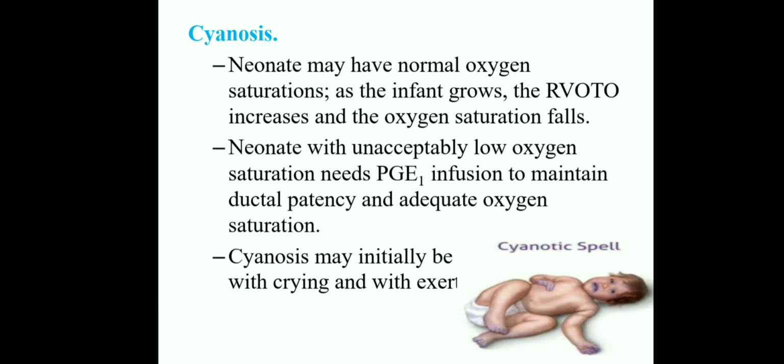Next, coming to the cyanosis, the neonate may have normal oxygen saturations, but as the infant grows, the right ventricular outflow tract obstruction increases and the oxygen saturation falls. If the obstruction is very small, the child has normal oxygen levels. As the obstruction increases, the oxygen saturation levels decrease, because the right ventricular outflow tract obstruction is increased.